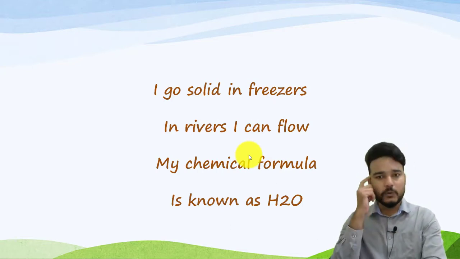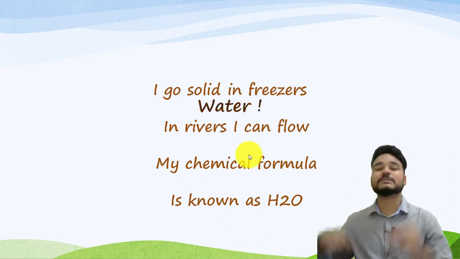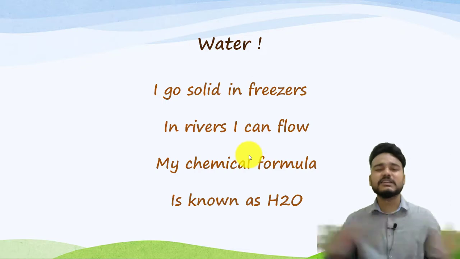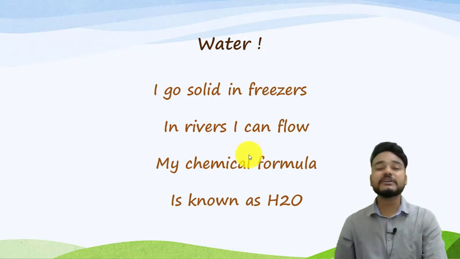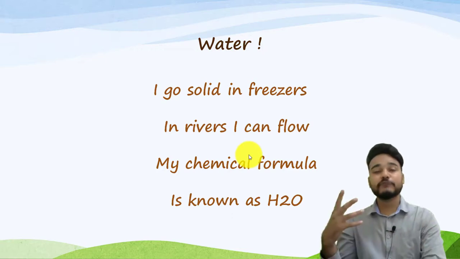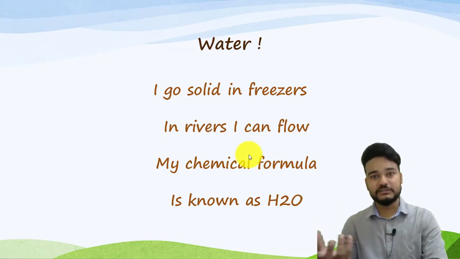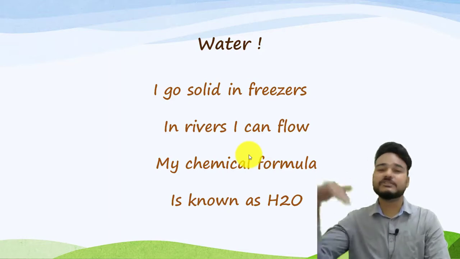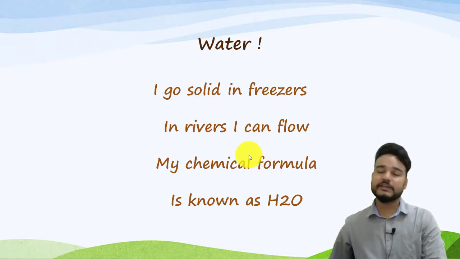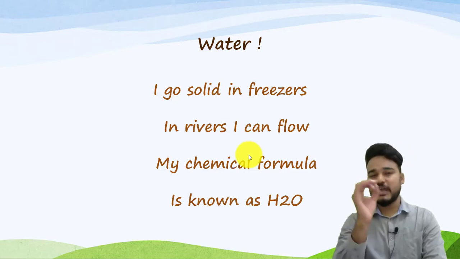So who is that particular one? तो कौन है वो? बोलो बोलो कौन है वो? So it is water. That is none other than water. Clap, clap. Yes, it is water. So when we put water in a freezer, it becomes ice, so it becomes a solid, and in rivers it can flow, and its chemical formula is H2O.